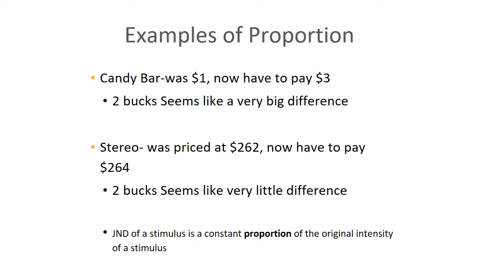If we have a stereo that we want to purchase and it was priced at $262 and now we have to pay $264, it's really no big deal to fork over that extra $2. That $2 seems like a very little difference. That difference is based on where we started from. If we're starting out with $1 and have to pay $3, that's a huge difference. If we're starting out with 262, we have just a small difference. It's a very small proportion of the original intensity.